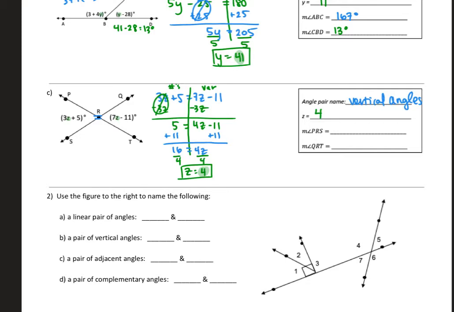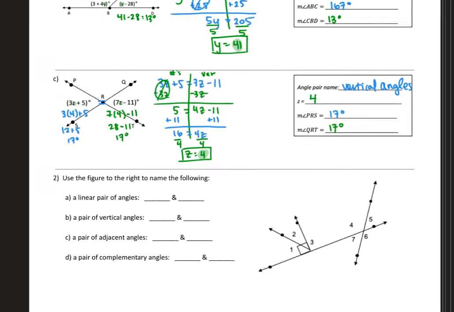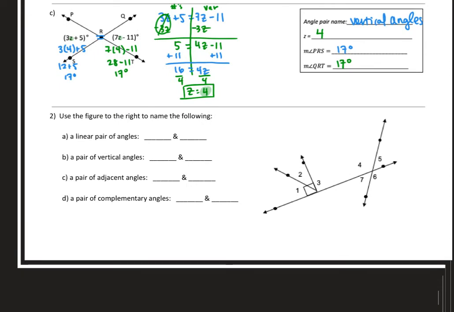So starting with the first one, we have 3 times 4 plus 5. So that's 12 plus 5, which is 17 degrees. So the measure of PRS is 17 degrees. And when we solve for QRT, we should also get 17 degrees. So plugging in on the other side, 7 times 4 minus 11, that's 28 minus 11, which is in fact 17 degrees.